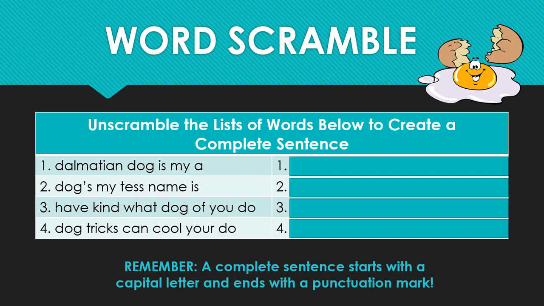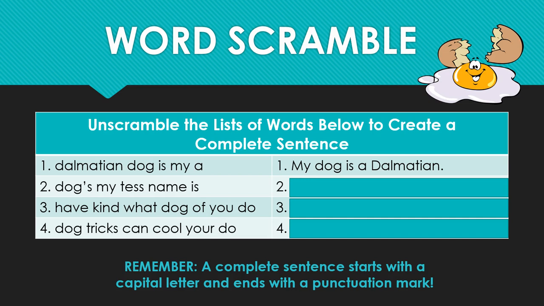Number 1, the word list is Dalmatian dog is my A. If we rearrange those, we can get a sentence like, my dog is a Dalmatian. It's a simple statement. So capital letters at the beginning, and Dalmatian because it's a proper noun. And a simple statement tells you something, so we follow it with a period.